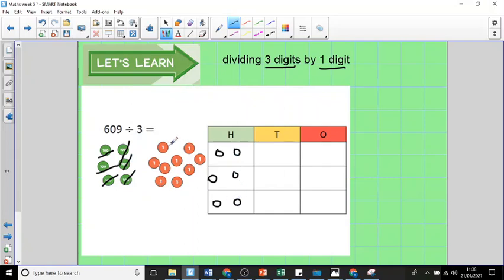That's brilliant. Then there aren't any 10s to share out, so I'm just going to go ahead and share the ones. So I've got 9 ones. Let me just count now. 1, 2, 3, 4, 5, 6, 7, 8, 9. So that's all of my ones done. And I can see that when I divide 609 by 3, I get 200, no 10s and 3 ones, so that will be 203.